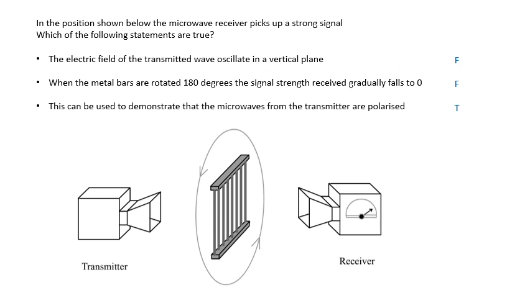I'm looking at these, they call them prison bars, these metal rods. And basically, those metal rods would absorb a vertical electric field. So the electric field must be horizontal. When the metal bars are rotated 180 degrees, then the signal strength received gradually falls to 0, and that's false. As you rotate it through 90 degrees, it will fall to 0, and then another 90 degrees, it will get stronger again. So that's false.